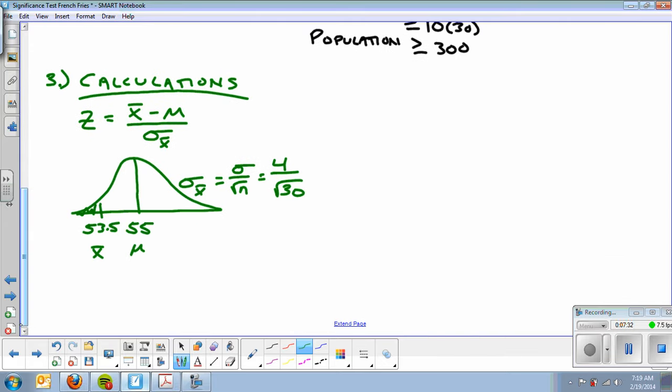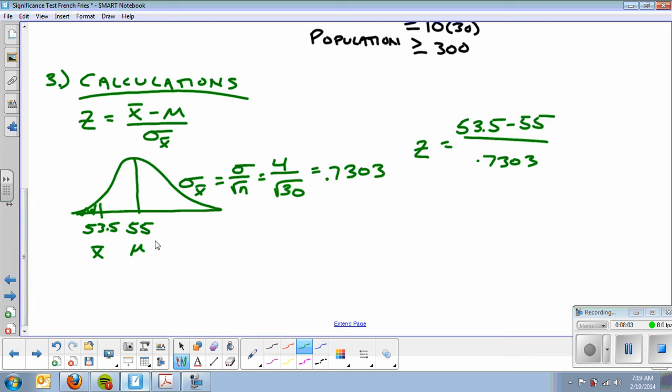Okay. So when I take 4 divided by the square root of 30, I get 0.7303. So the next thing I'm going to do is plug into my z formula. I'm going to get my z score. Okay, z equals 53.5 minus 55 over 0.7303. So that's my x bar right here minus the mu right here divided by this recalculated standard deviation. I get a z score of negative 2.05.